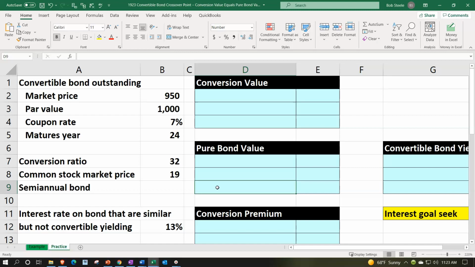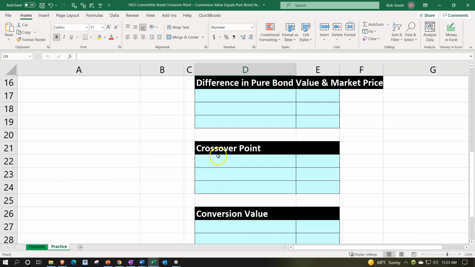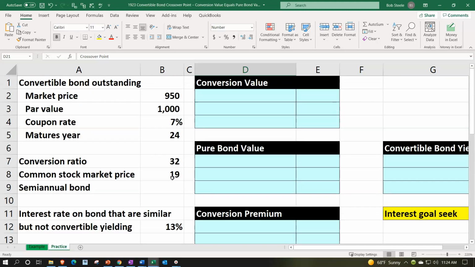The first couple calculations will be similar to prior practice problems. The new thing will be down here in the crossover point. So we might go a little bit faster in the first components and then get down here to that crossover point, the new thing we have.